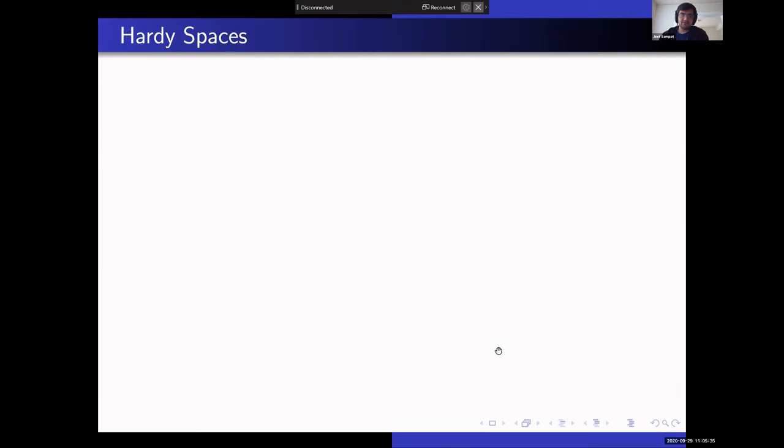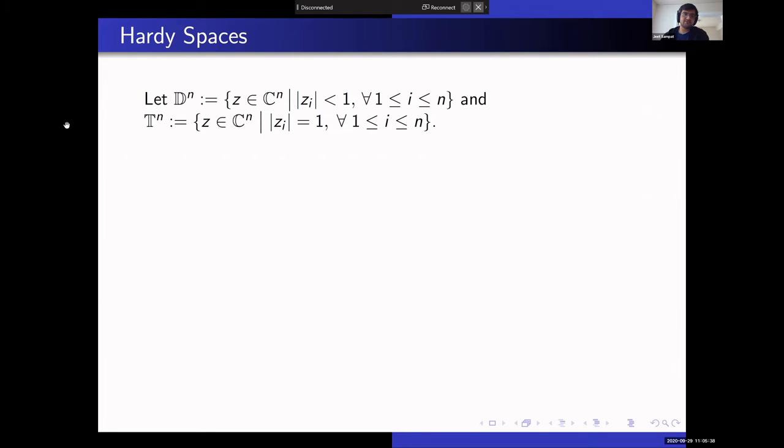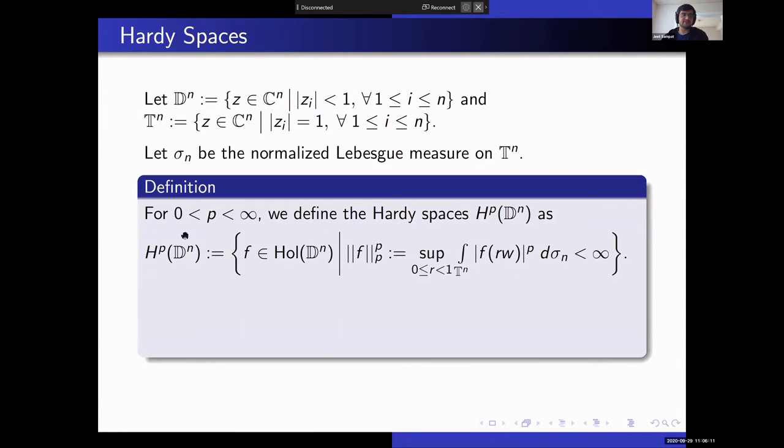So let's start talking about Hardy spaces. As usual, I'll denote the unit polydisk by D^n, which is the set of all vectors in Cn such that each coordinate has absolute value less than 1. And T^n represents the n-torus, which is also called the distinguished boundary of the unit polydisk, which is just the set of all vectors in Cn such that the absolute value of each coordinate is equal to 1. I'll also denote sigma_n by the normalized Lebesgue measure on T^n. And with this, we have the following definition.